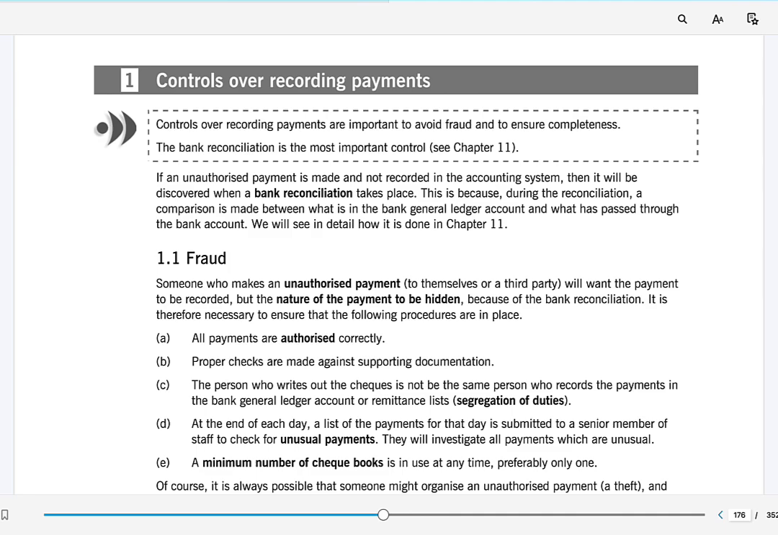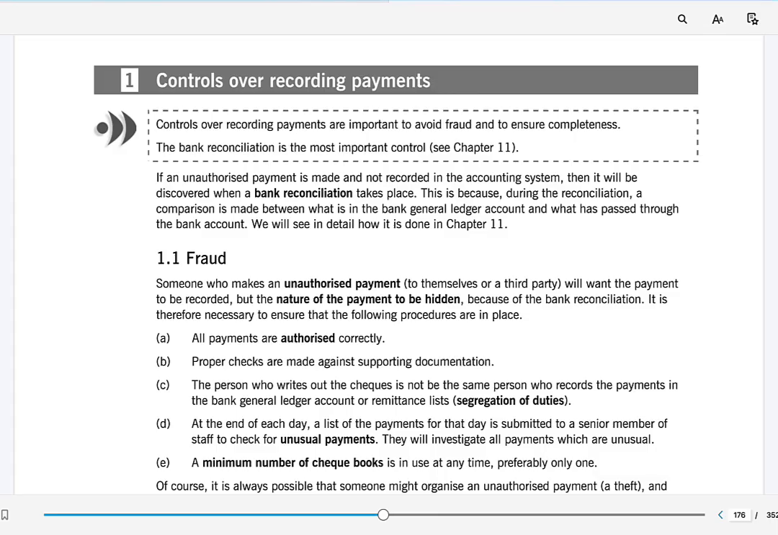Why is this important? Because if one person can do everything, then fraud becomes easy. They can create a payment, approve it themselves, make the payment, and record it, and they can hide it. But if different people handle different tasks, fraud becomes difficult.